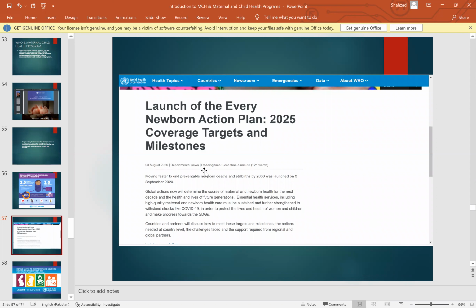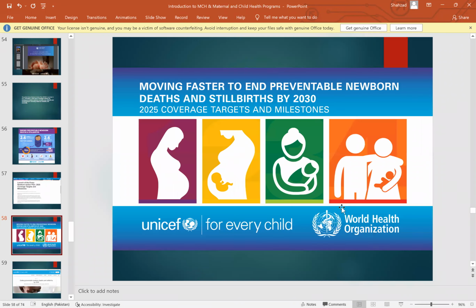Launch of the Every Newborn Action Plan 2025 coverage targets and milestones. It was titled Moving Faster to End Preventable Newborn Deaths, launched on the 3rd of September 2020. In this, essential healthcare services, including high quality maternal and newborn healthcare, must be sustained and further strengthened to withstand shocks like COVID-19, in order to protect the lives and health of women and children and make progress towards the SDGs. So moving faster to end preventable newborn deaths by 2030.